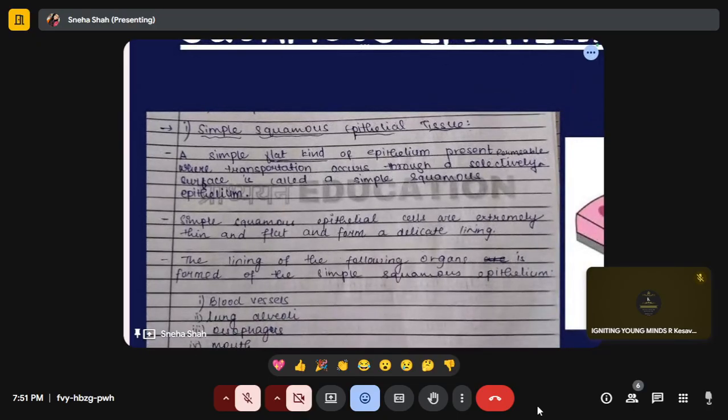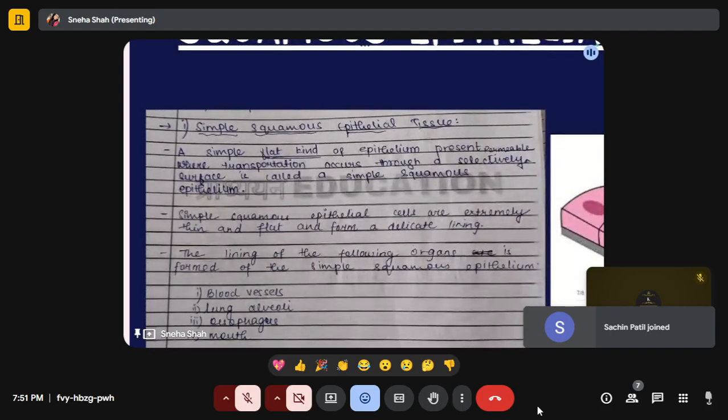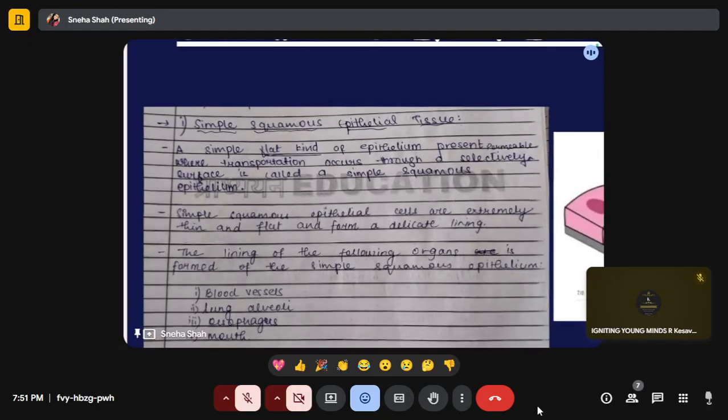Squama means layer. It means in stacks, one on the other, one on the other. That kind of structure is called squamous. Now the simple squamous contains only a single layer of cells. Understand that it is a simple, flat kind of epithelium, an important point. The flat kind of epithelium present where transportation occurs through a selectively permeable surface is called a simple squamous epithelium.